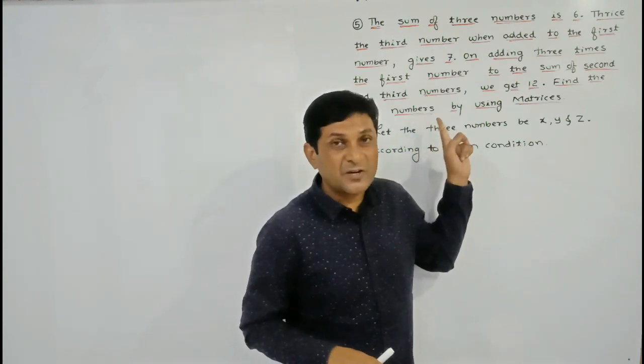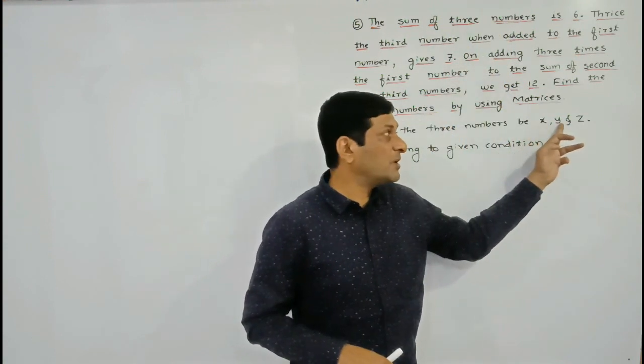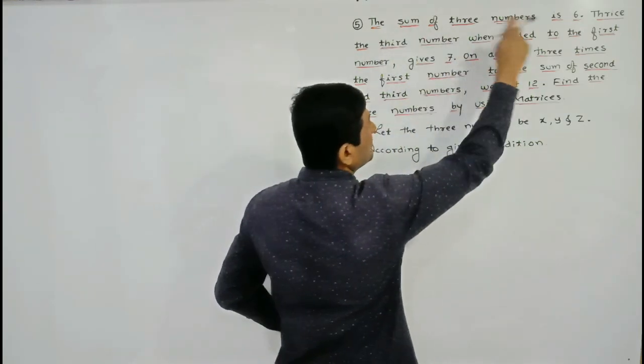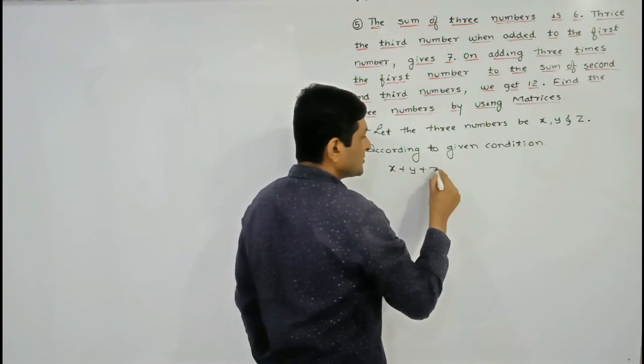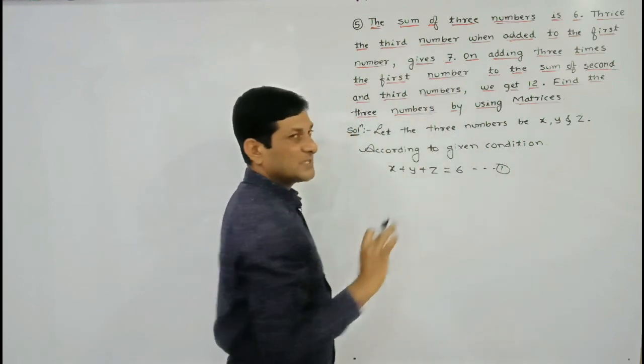Our question is to find out what three numbers satisfy these conditions. Let us denote these three numbers by x, y, z. Our first condition says that the sum of these three numbers is equal to 6, meaning x plus y plus z is equal to 6, which is our first equation, which we are getting from the first condition.